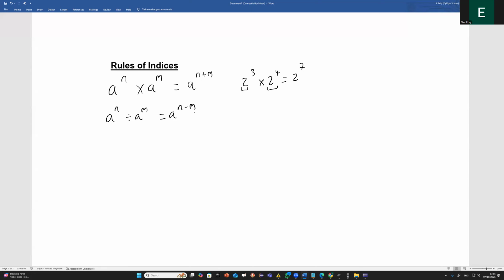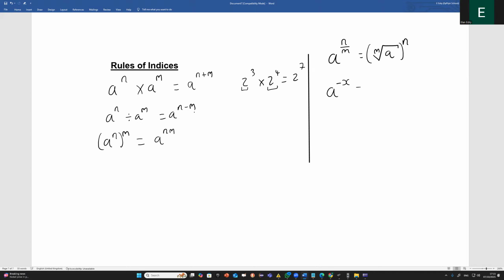And as you did before with the 10 cubed, if you raise something which is already raised to a power to a new power, you times the powers. With fractional indices, let's say I had a to the power of n over m, you get the mth root of a, and then you raise that to the power of n. If you have a negative power, like a to the minus x, all that means is you put 1 over a to the power of x. They look a bit complicated, but let's just practice it. Let's say I had 16 to the power of a half.